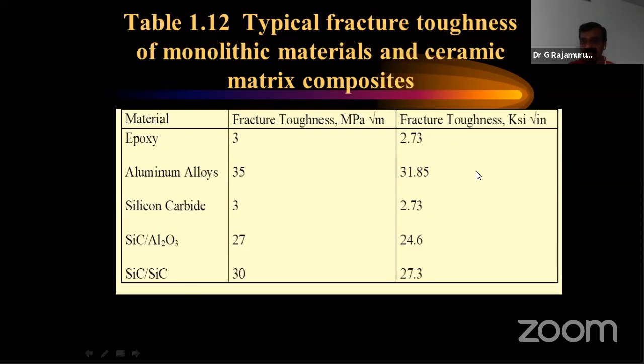Okay, so you can see the fracture toughness. If you use epoxy, the fracture toughness is 2.73 KSI. Whereas if you use silicon carbide, you can get 2.73. But the maximum, if you use an aluminum matrix, you can get 31.85 KSI as the fracture toughness value.